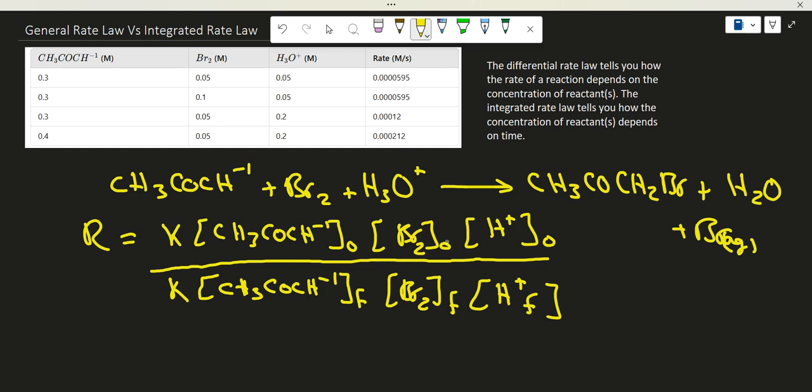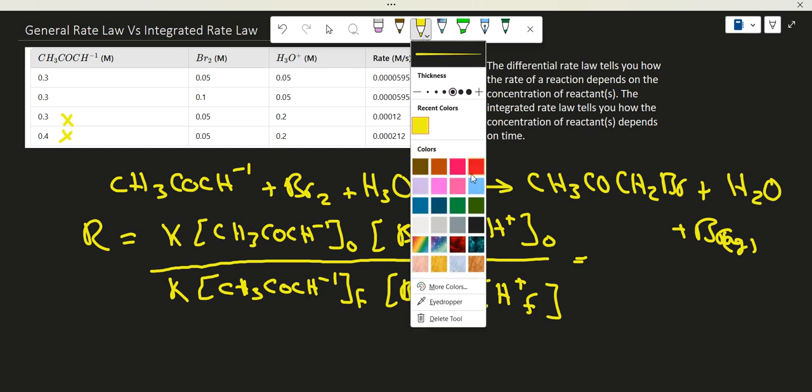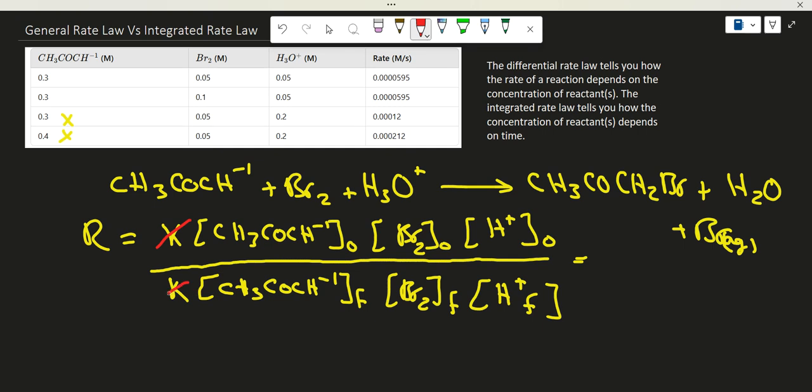So let's use trial number 3 and trial number 4, as we highlighted here. So this is going to be equal to, first of all, K is constant for both, so you can just cross out the K's. And since we know that Br2 is held constant and H plus, which is hydronium, is held constant, we can cross them out.